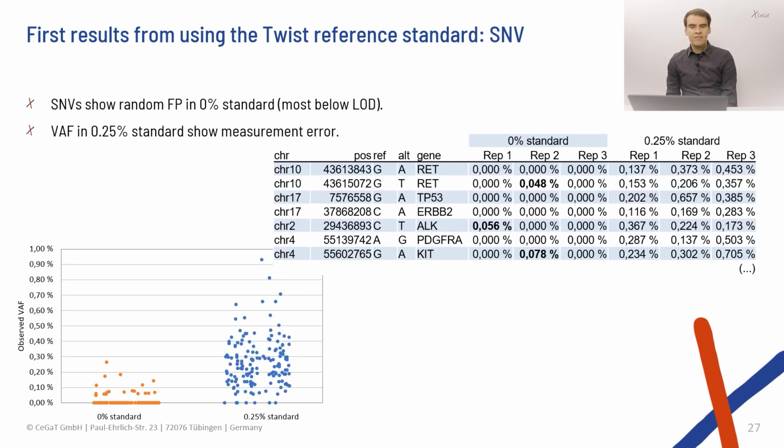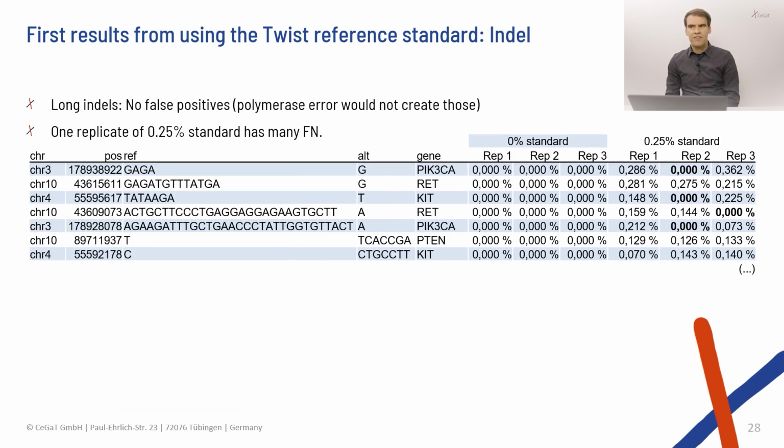Single nucleotide variants, you can see that in the 0% standard, there are a few false positives, but they are very low allele frequencies. And you can see that there's quite some noise in the 0.25% standard. This is to be expected at these low allele frequencies with this low coverage that we're using. Looking at Indel variants, you can see that these long Indels have no false positives. This makes sense because such an error does not appear at random. You can also see that one of our 3 replicates in the 0.25% standard has a lot of false negatives. So this is an issue of reproducibility, which we'll have to investigate further.